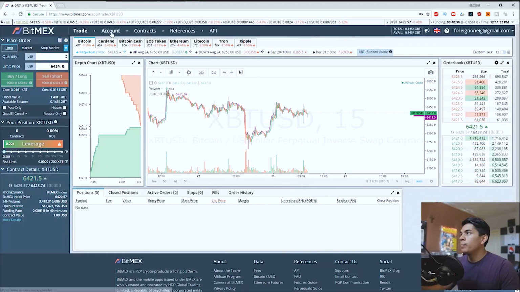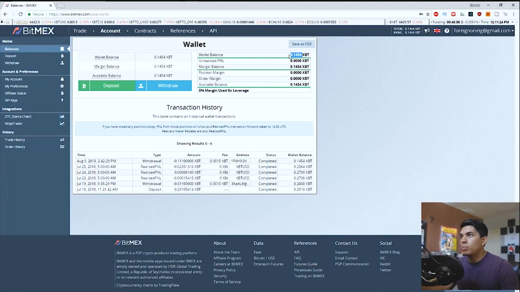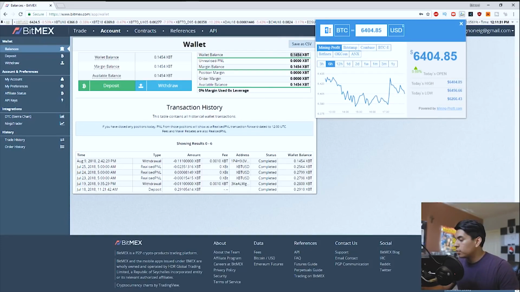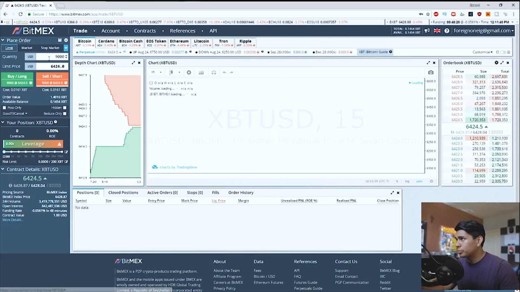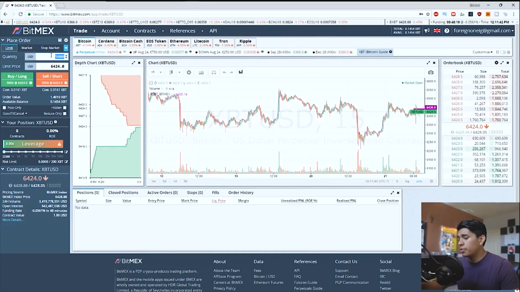If you guys remember, I have roughly around 0.1454 Satoshi, which is Bitcoin. If you pull up the little calculator, which I recommend you download if you're using Chrome, roughly that's around $931 worth of Bitcoin. So about $900 worth of Bitcoin.